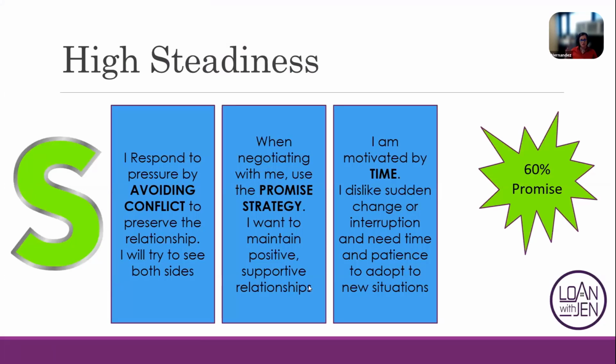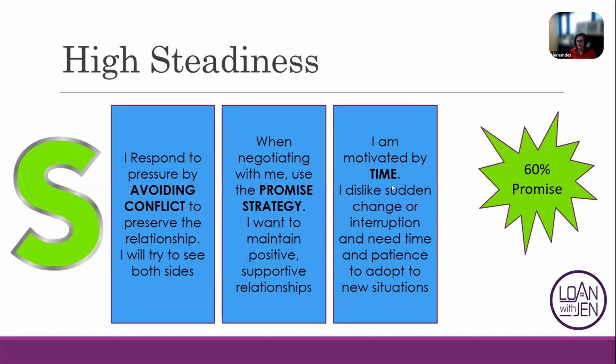Now for communication with the S, they respond to pressure by avoiding conflict. So they make it go away. I don't want to go there. They don't really like to hit things head on. They don't like conflict very much. They do try to see both sides if they're in something for the most part. When negotiating with them, give them a promise strategy. If you assure them that you're going to take care of them and you're going to handle anything that comes up that might not be according to plan, those are very good words for them.